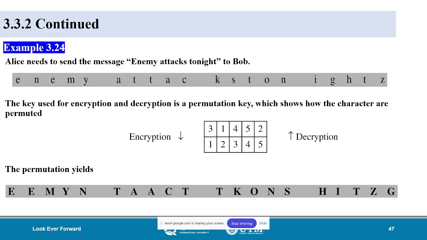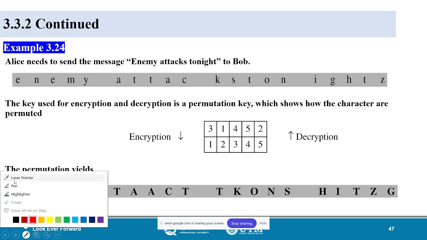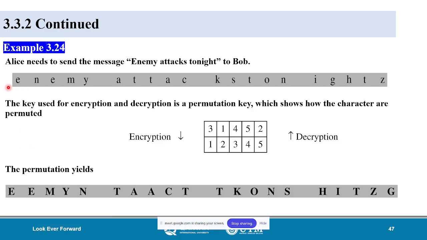Yes. Now, Alice wants to send a message, enemy attacks tonight, to Bob. The word enemy, then attack, and the K became here, then tonight. So 5, 5, 5, 5. So this is 20 symbols.